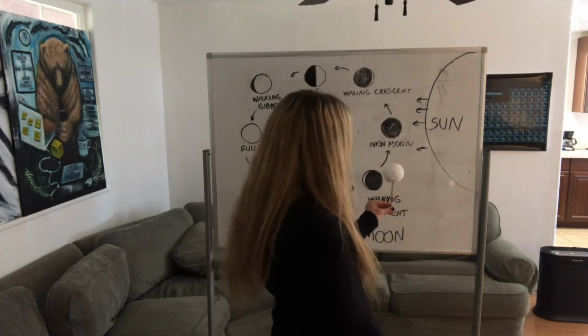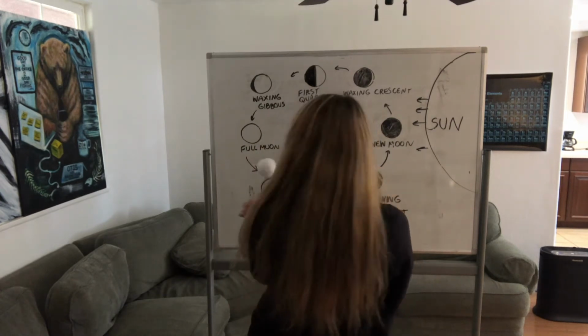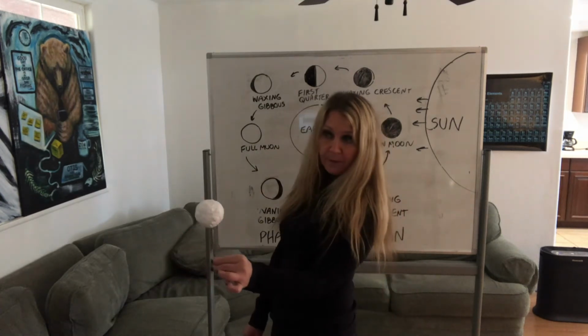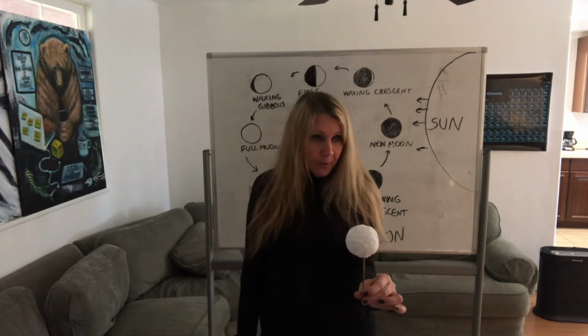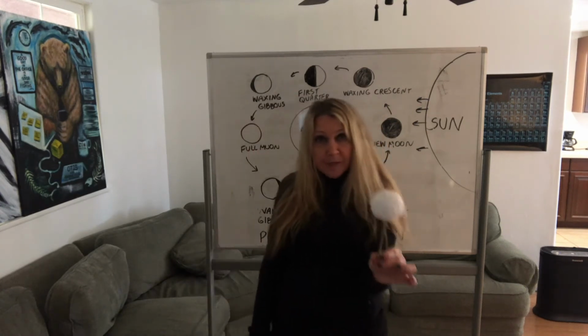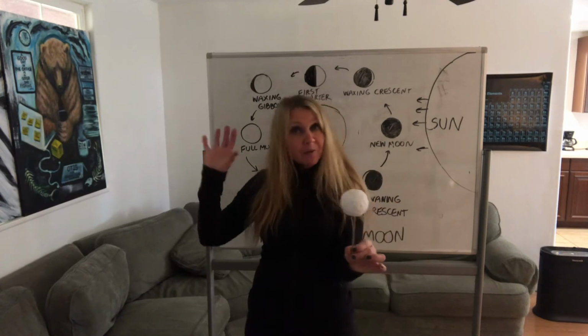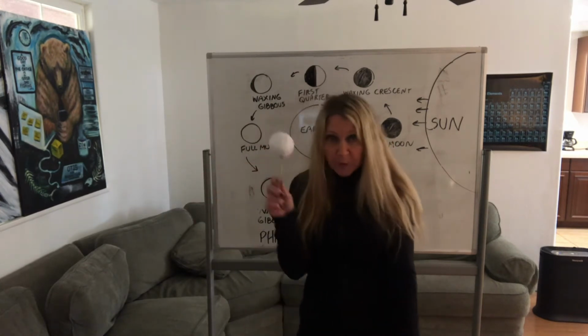So if it's rotating at the same rate that it is revolving, we only will see one side of the moon. So there's a side of the moon we have not even seen from Earth because the moon is rotating and revolving at the same rate.